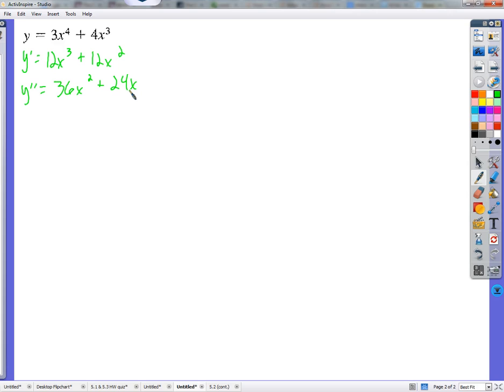What are we going to use the first derivative for? Zeros of it, so that we'll know where the slope is zero, so we'll know where we might have some extrema. So we take 12x cubed plus 12x squared equals zero. Factor out 12x squared, x plus 1 equals zero, so either x equals zero or x equals negative 1.